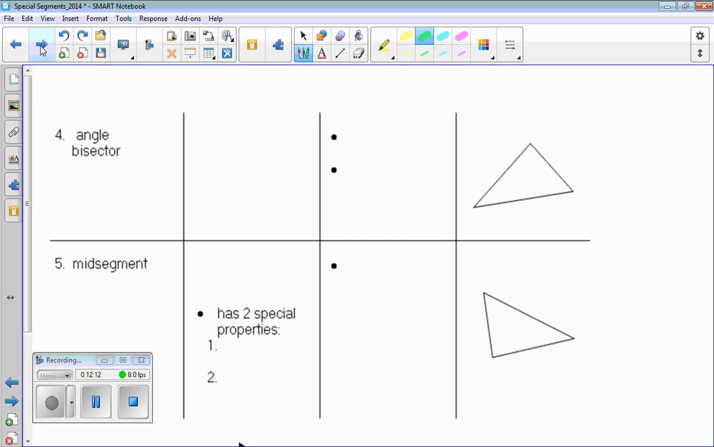Question? Sure. And would this also be for equilateral? Yes. Actually, equilateral goes through any angle.